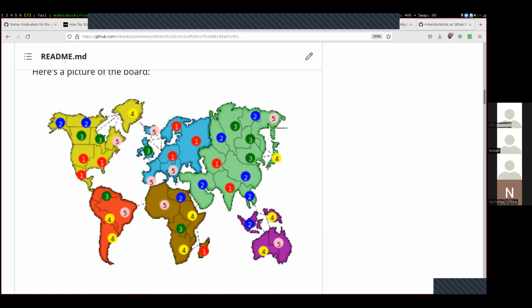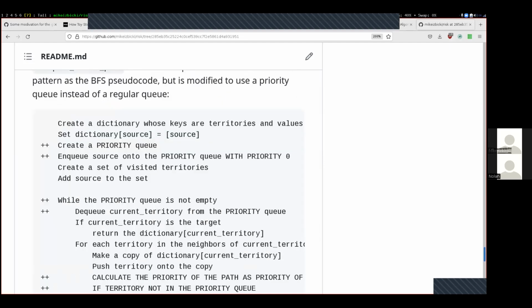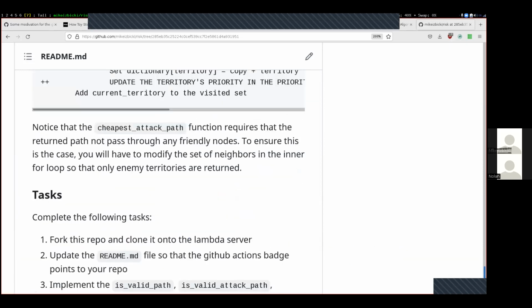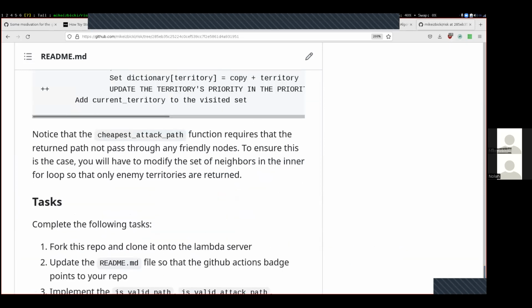Anybody have any questions about anything? Yes. Question is, when will the risk assignment be due? You have 2 weeks to work on it. It's due 25th of April.